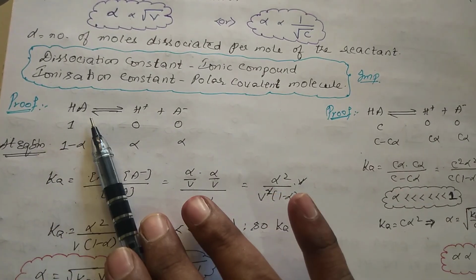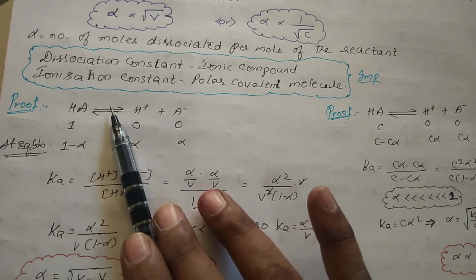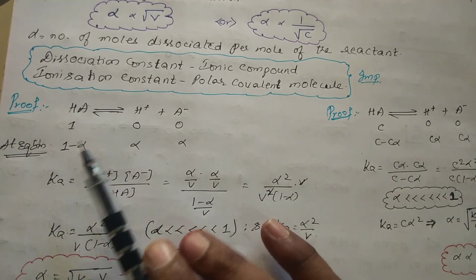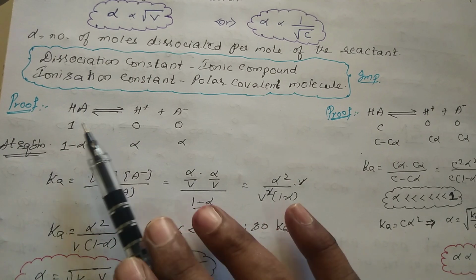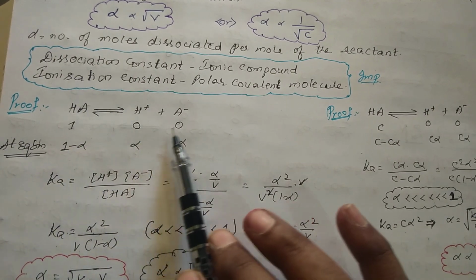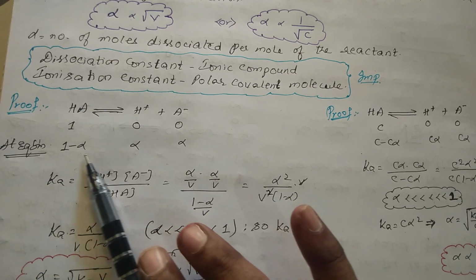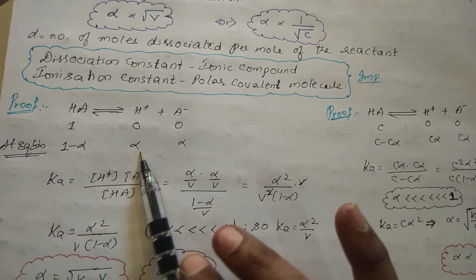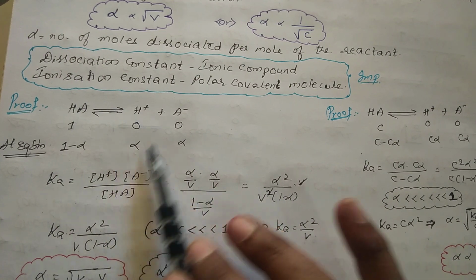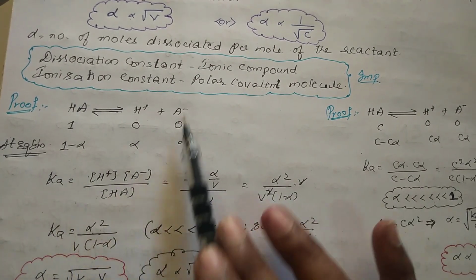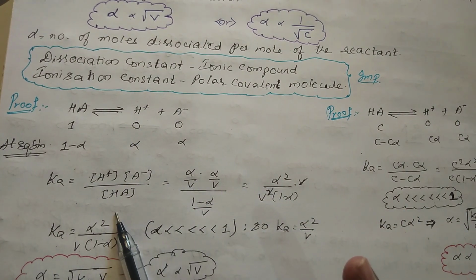Right, the proof. If you are taking an acid HA, it is in equilibrium, so you are getting ions H plus and A minus. If I take initially 1 mole, it will be 0 and 0 for the ions. At equilibrium, some amount will be dissociated, so it is 1 minus alpha, and you will be getting H plus as alpha and A minus as alpha, because you are having 1 mole only. So Ka will be equal to the concentration of the products by the concentration of the reactants.